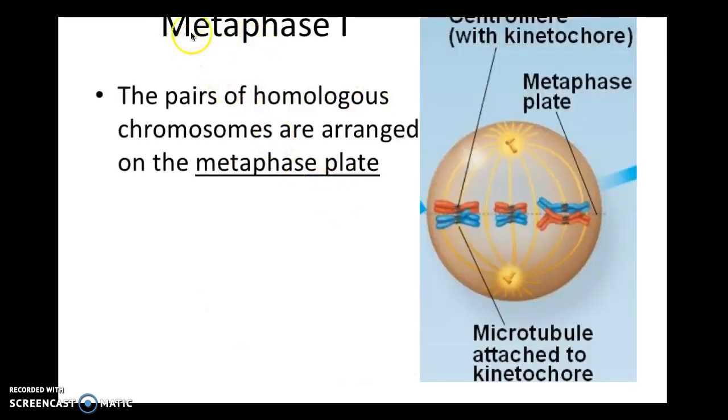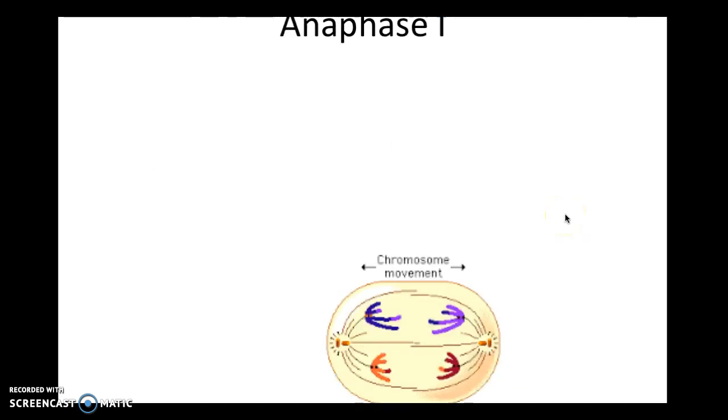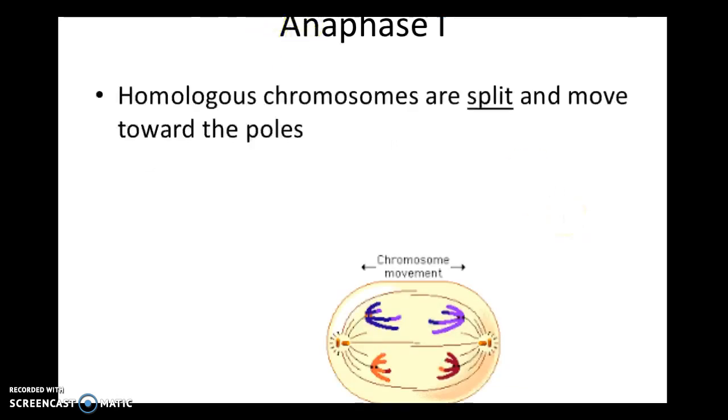So during metaphase, remember metaphase, think middle, the pairs of homologous chromosomes are going to be arranged on the metaphase plate, which is just the middle, okay? Notice how they are 2 by 2, okay? 2 by 2. Anaphase, think away. They're going to be split and move towards the poles.